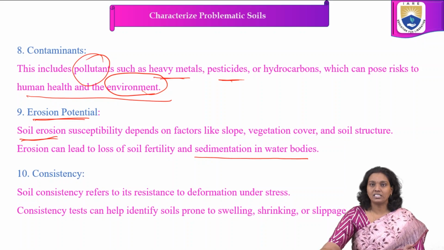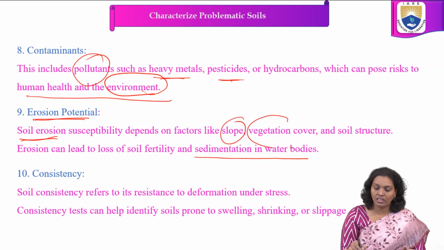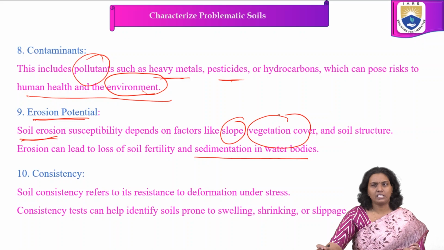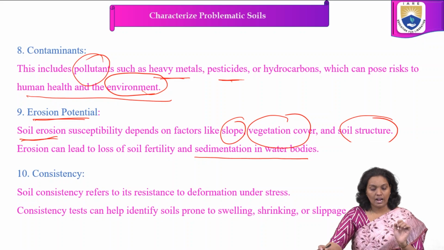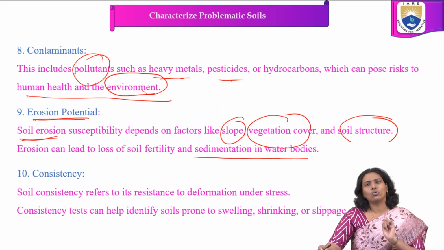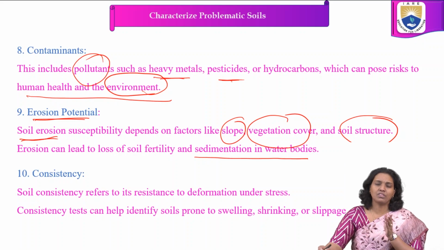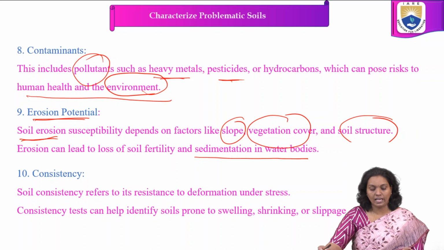So we have to understand and suspect it, depending upon the various factors: slope, vegetation cover and soil structure. We have to consider the soil structure and take measures to prevent this soil erosion and to save the construction which we have considered. Erosion can lead to loss of soil fertility and sedimentation in water bodies.